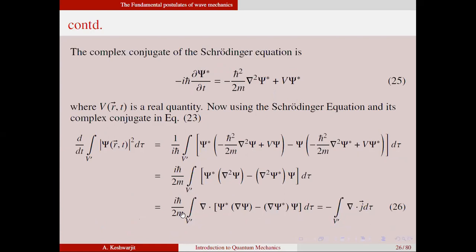So we have obtained this expression: d by dt of the integral of mod psi square d tau is equal to minus the integral of the divergence of j d tau.